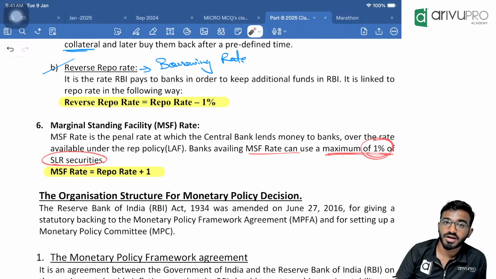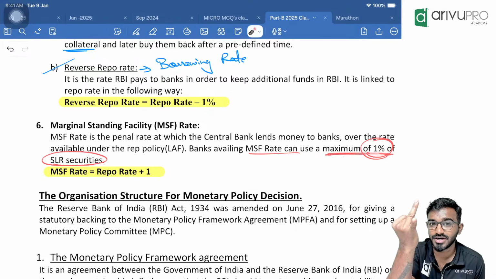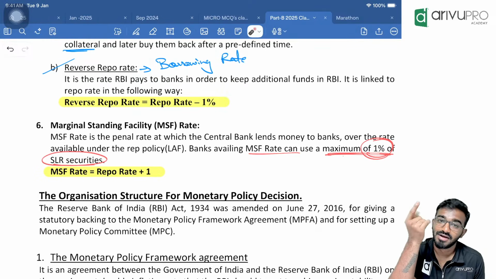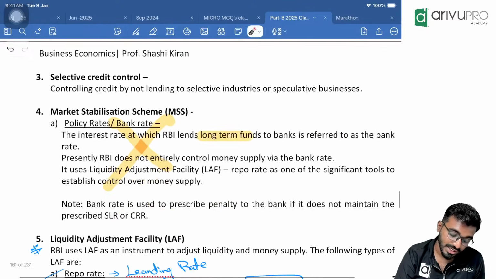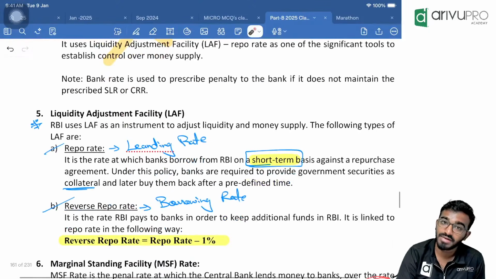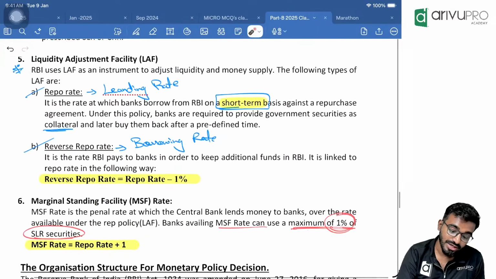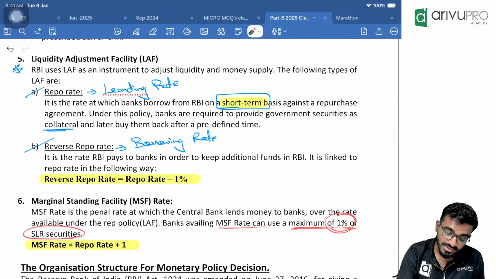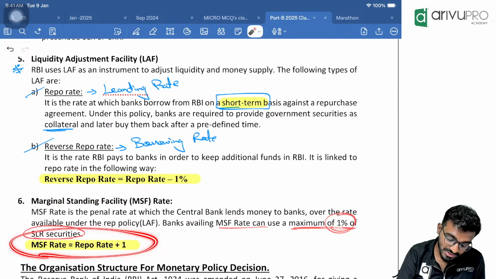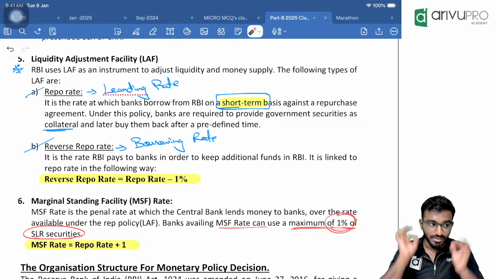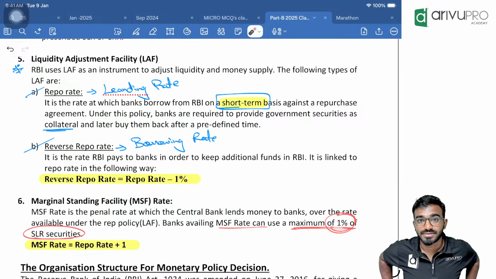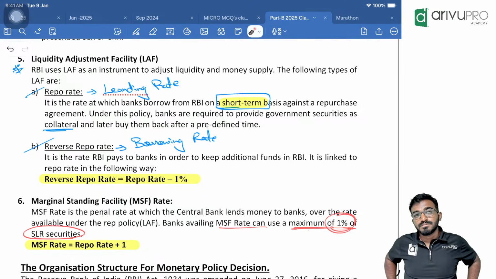These are the concepts of RBI, qualitative and quantitative. Under quantitative, we have open market operation and required reserves, that is CRR and SLR. Under qualitative, we have moral suasion, marginal requirement, selective credit control, market stabilization scheme, liquidity adjustment facility. Under liquidity adjustment, repo rate and reverse repo rate. The reverse repo rate formula is repo minus 1%, and MSF, marginal standing facility, is repo plus 1%, with a maximum of 1% of SLR securities. This is the main important element of the chapter. Clear?